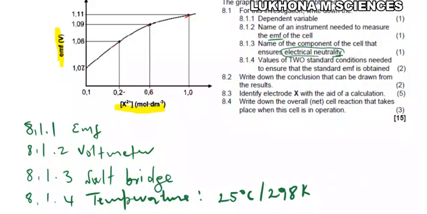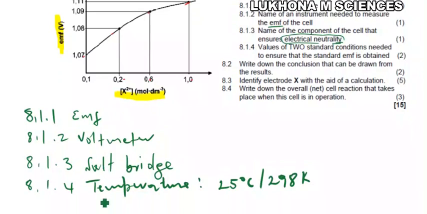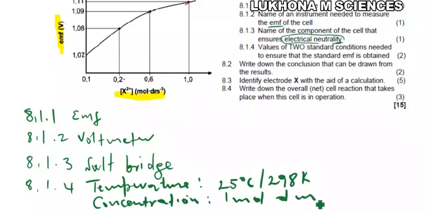Now they said write down two. The second one is supposed to be the concentration, but they said the value, it should be 1 mole per dm cube. Then the pressure, if there was a gas, but there is no gas here, so the pressure is wrong. So there are two standard conditions, that is 25 degrees Celsius or 298 kelvins. Then we have 1 mole per dm cube, that is the concentration. Now we are on 8.2.